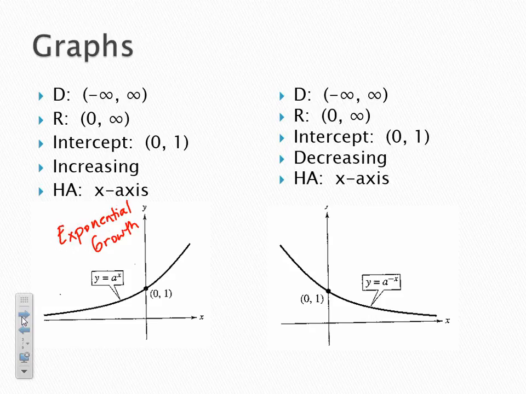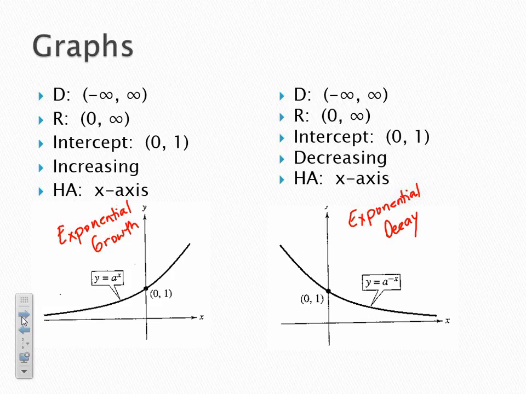And we consider the other graph exponential decay. All right? And the reason for that is the graph on the left side is constantly increasing, it's growing, while the graph on the right side, as we read it left to right, is constantly getting smaller, and it's decreasing. Okay? Now, a couple of things to make note of is that with regards to the characteristics, really nothing changed except for the fact that the graph is decreasing.